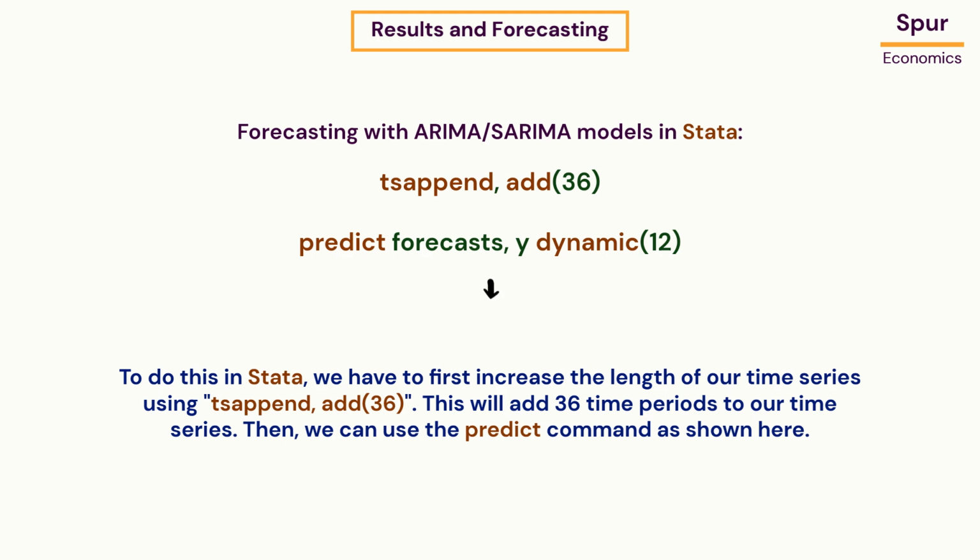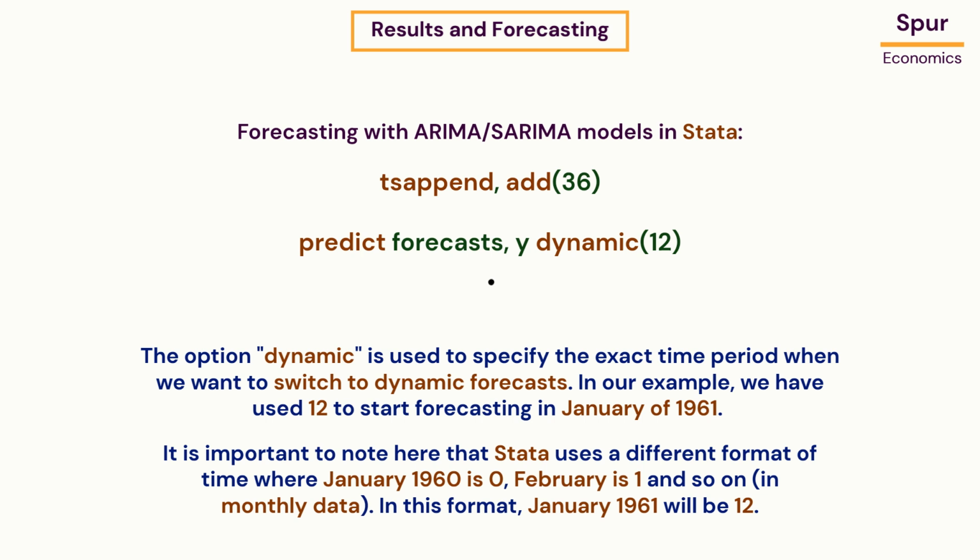Then, we can use the predict command as shown here. The option dynamic is used to specify the exact time period when we want to switch to dynamic forecasts. In our example, we have used 12 to start forecasting in the January of 1961. It is important to note here that Stata uses a different time format where January of 1960 is 0, February is 1 and so on. In this format, January 1961 will be 12.